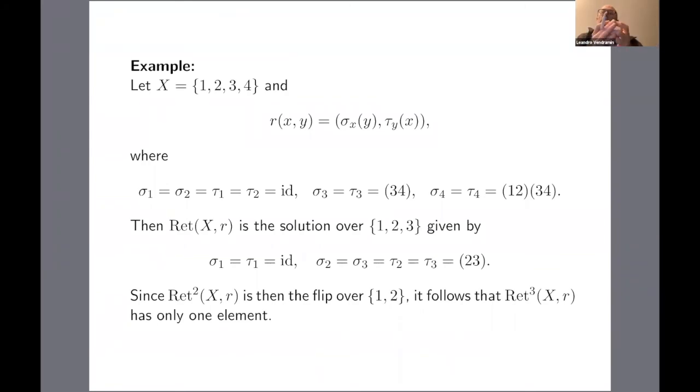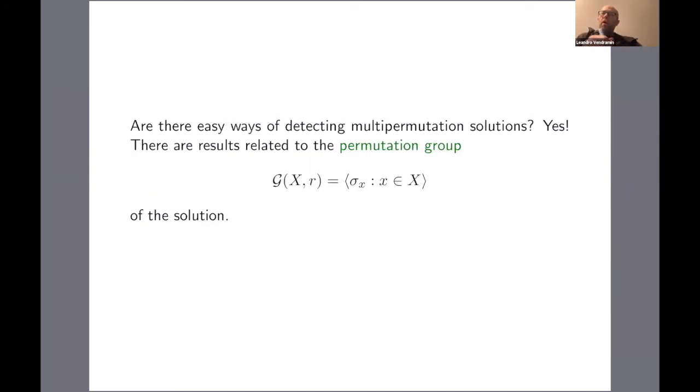But the point is that almost all solutions are somehow like this one, okay? Since you have a lot of multi-permutation solutions, it is somehow natural to try to understand why. What is the reason? Why are almost all of them multi-permutation? And you can, of course, for example, try to understand this using the permutation group.